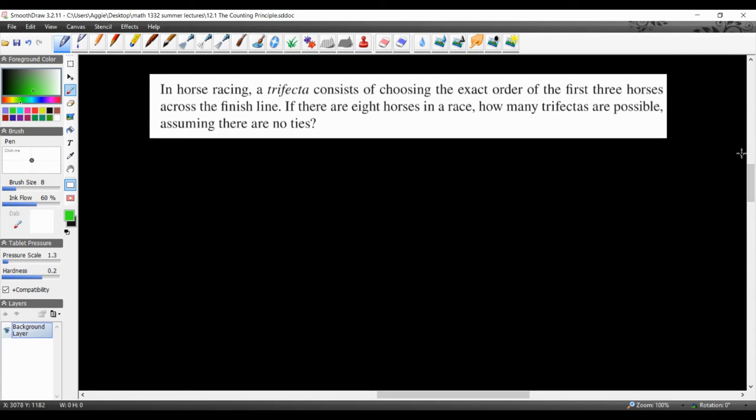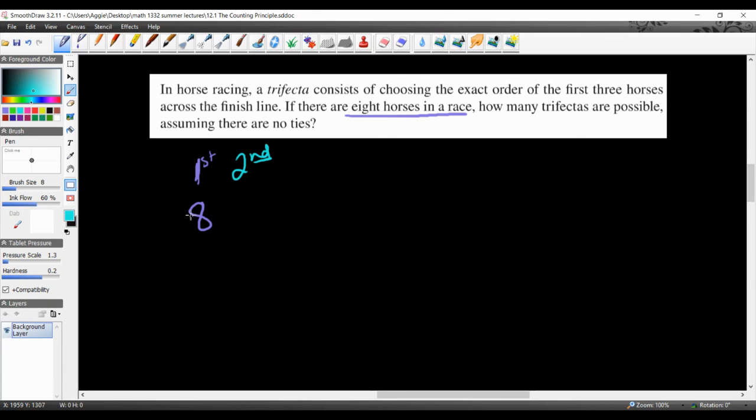So let's go ahead and do an example with this now. In horse racing, a trifecta consists of choosing the exact order of the first three horses across the finish line. If there are 8 horses in a race, how many trifectas are possible? So we want to do a combination of 3, assuming there are no ties. So let's see. For the first place horse, how many horses do we have to choose from? Well, we have 8 horses to choose from. So out of those 8 horses, one of them is going to get first place. For second place, how many horses do I have left to choose from?